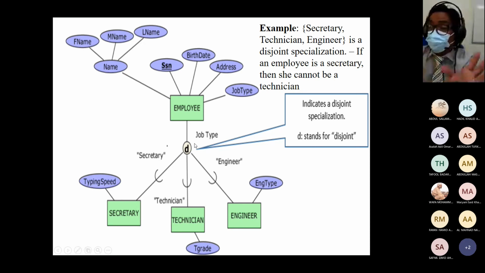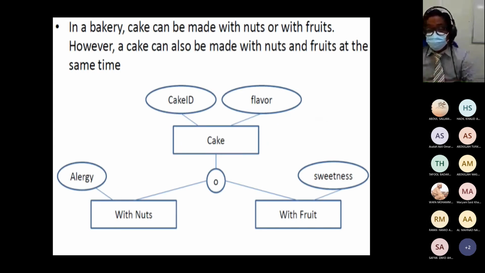That's why it depends on the scenario. It depends on the company. Probably this example says that they don't have this kind of overlapping, right? But to tell you frankly, they can be overlapped, just like I said. Let's see some example of overlapping.